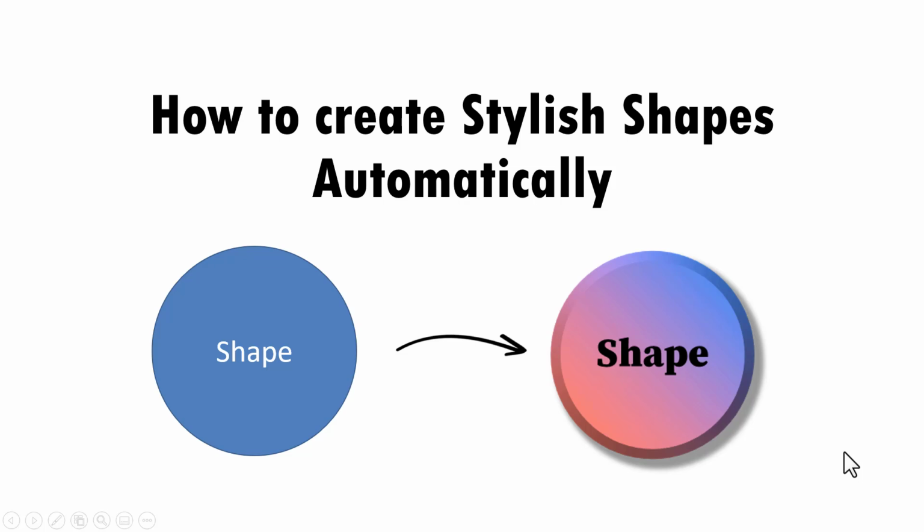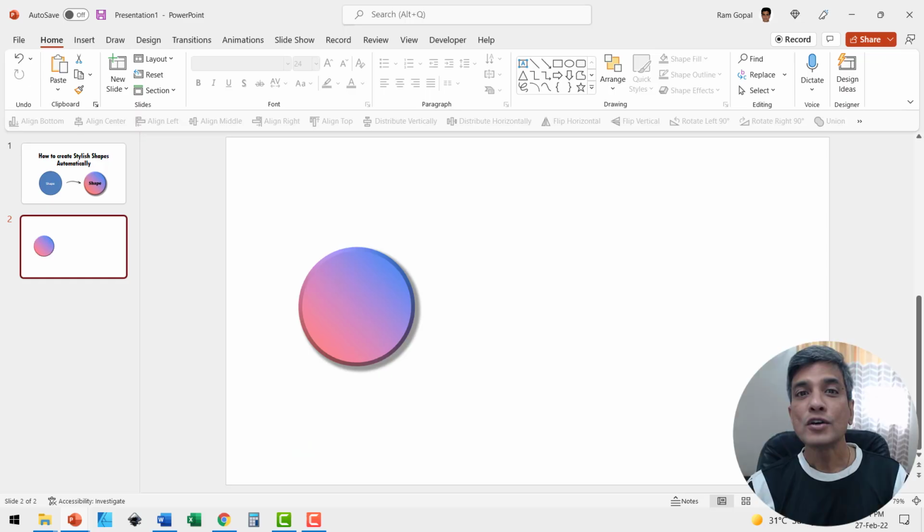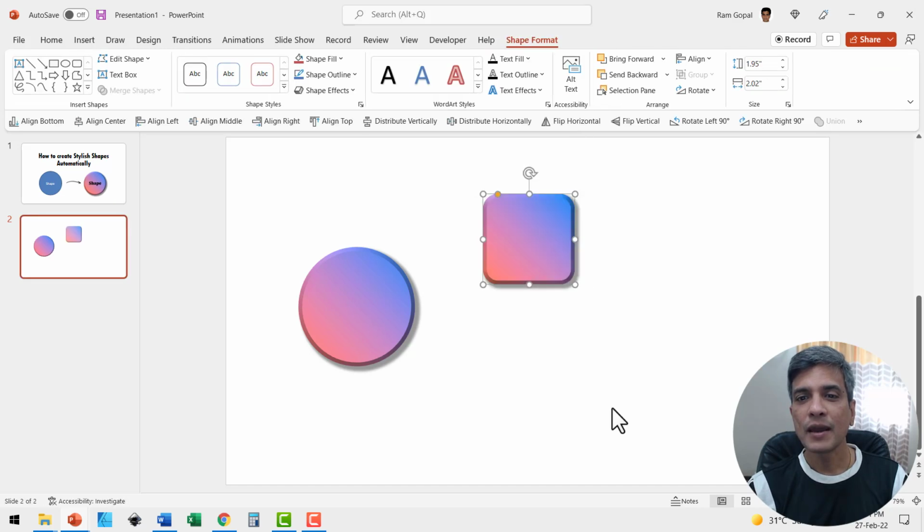Whenever you insert a shape in PowerPoint, it comes in this ugly blue color. What if instead you could have this kind of a style for your shapes? This nice bevel, gradient, shadow, and all the jazz you want. So whenever you create a new shape, like say this shape, it comes by default with all this style inbuilt.